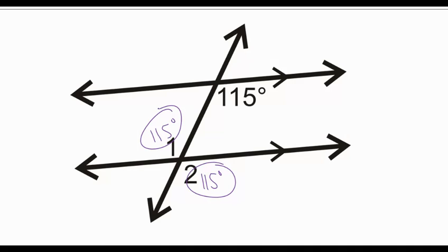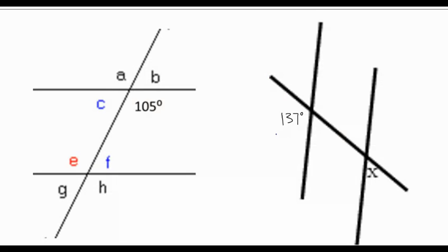One other thing I want to point out is if you see this little symbol right here, this little arrow that's on the line, since each line has that symbol, that means those 2 lines are parallel to each other. In case you see that symbol, that's what it means. All right, continuing on here.